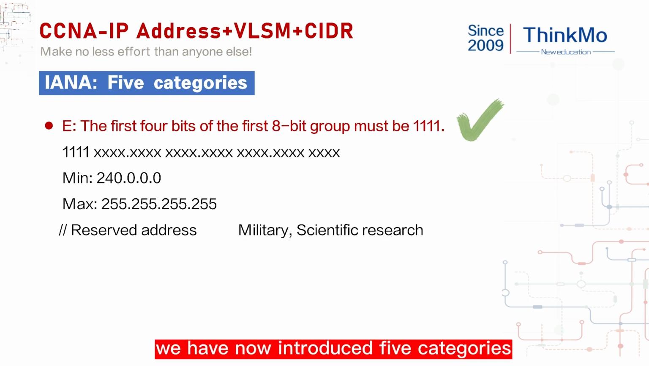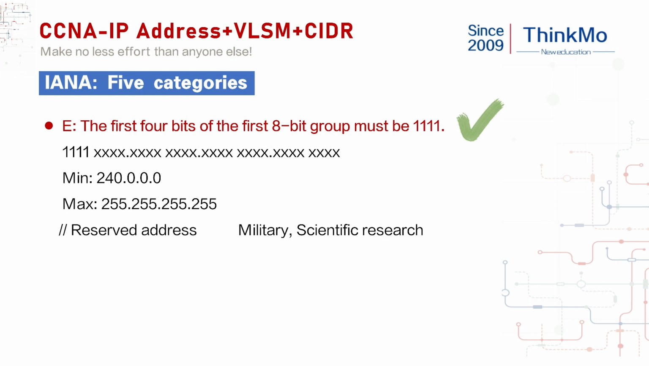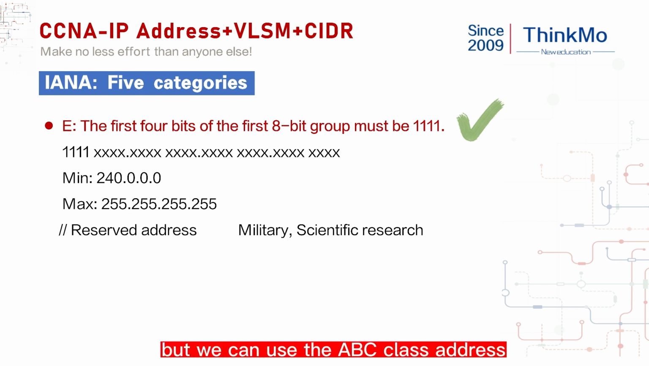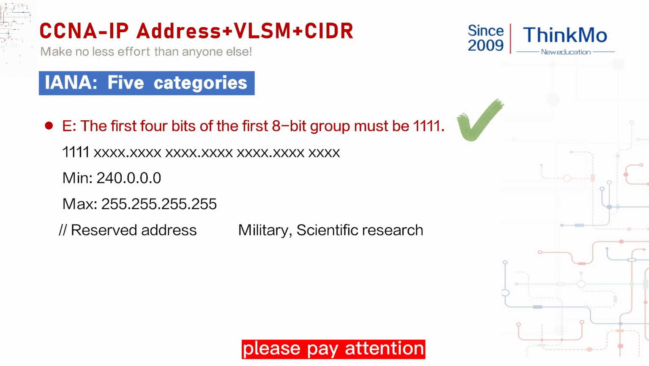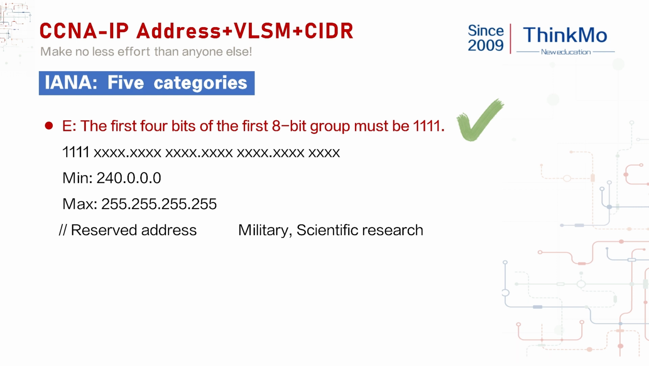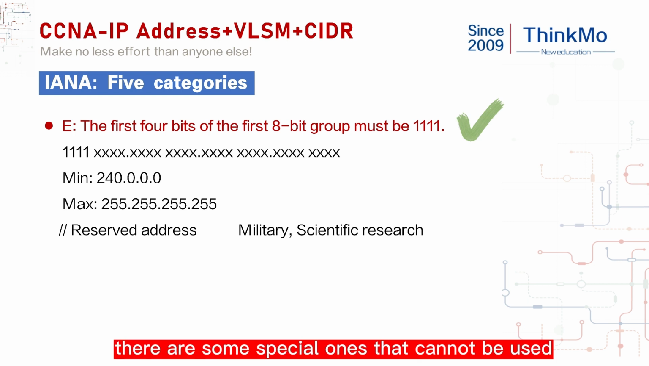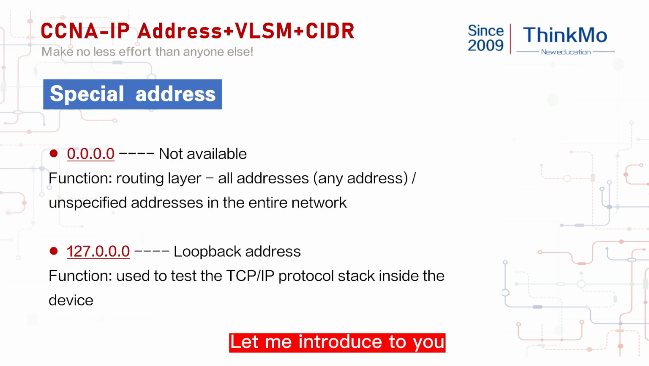We have now introduced 5 categories. Class E addresses are reserved. You can't use them, but we can use the ABC class addresses. Please pay attention: although Class ABC addresses can be used, not all addresses of the ABC class can be used. There are some special ones that cannot be used. Let me introduce to you 2 of the more special addresses. The special address has other uses.